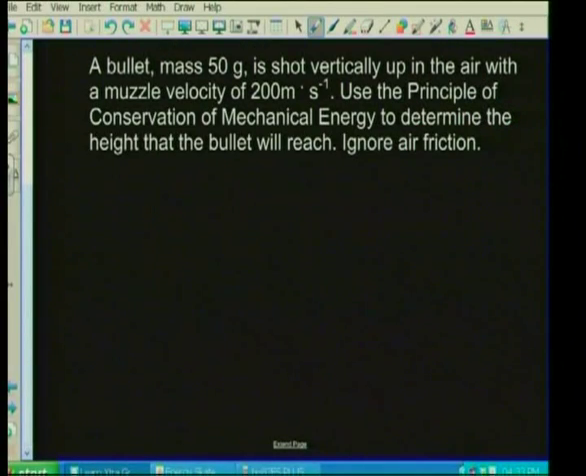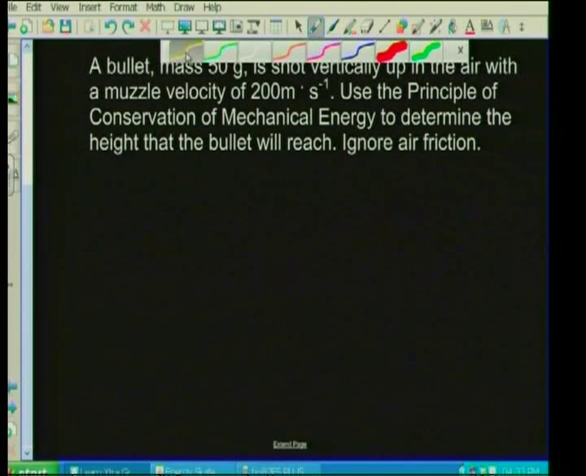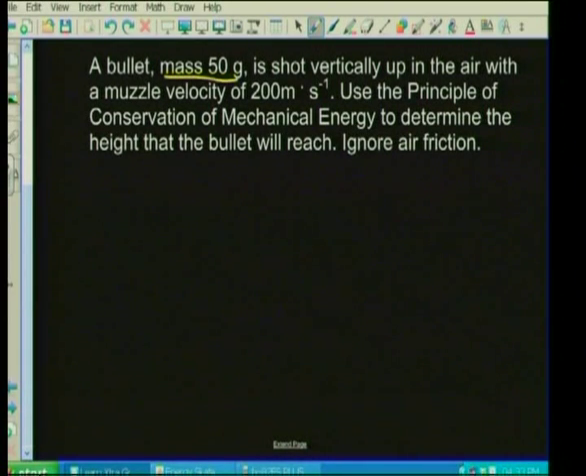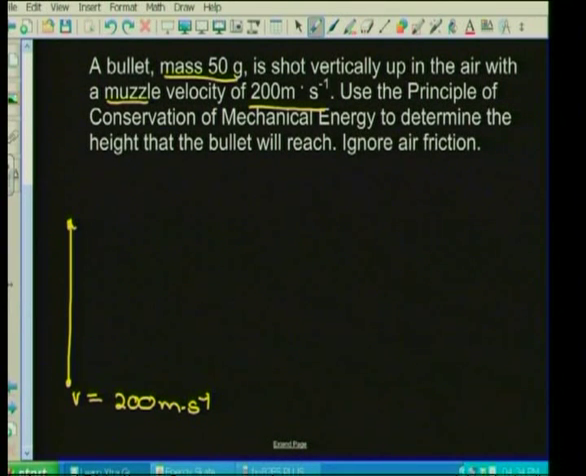So let's just jump straight in there, and here we have a question which says a bullet of mass 50 grams, nice and small, is shot vertically upwards in the air with a muzzle velocity of 200 meters per second. So what that means is, if I draw a diagram, it makes it easier. Here's my bullet. It's shot straight up into the air, and its initial velocity is 200 meters per second. And they say, use the principle of conservation of mechanical energy to determine the height that the bullet will reach.